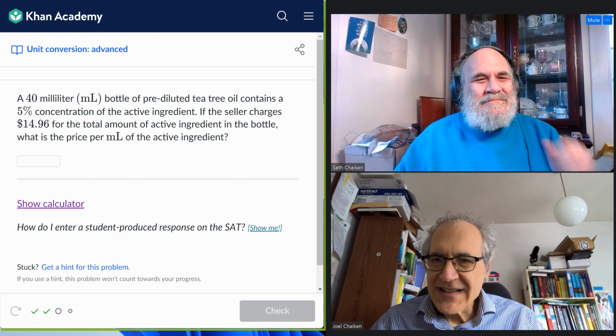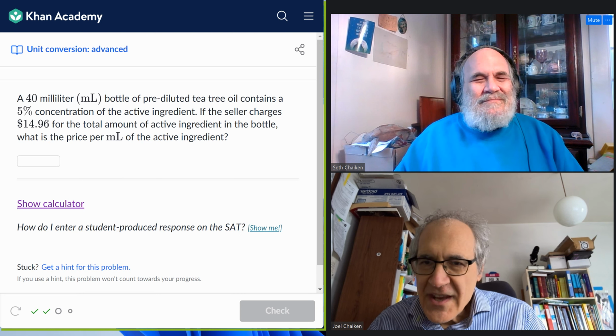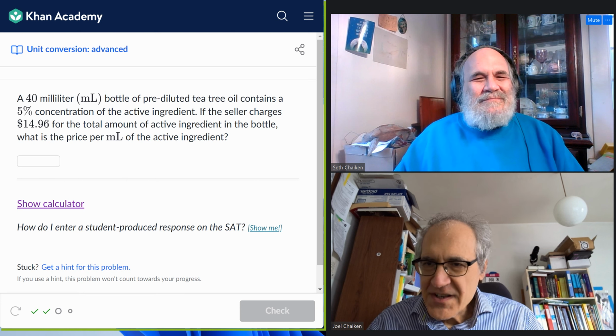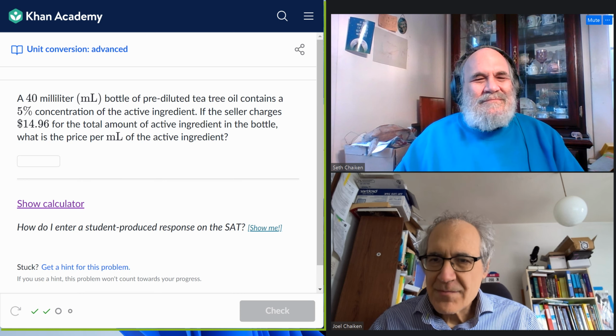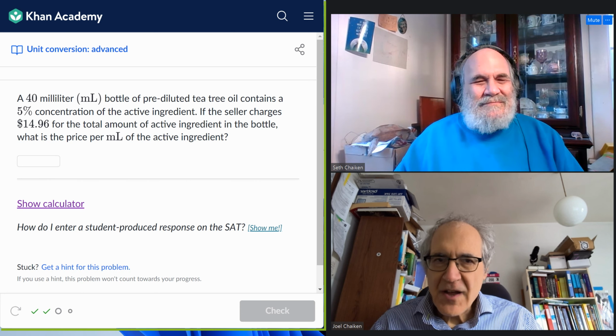Okay, a 40 milliliter bottle of pre-diluted tea tree oil contains a 5% concentration of the active ingredient. If the seller charges $14.96 for the total amount of the active ingredient in the bottle, what is the price per milliliter of the active ingredient?